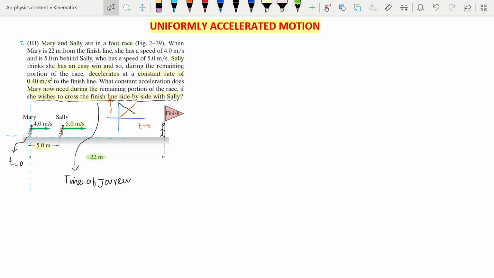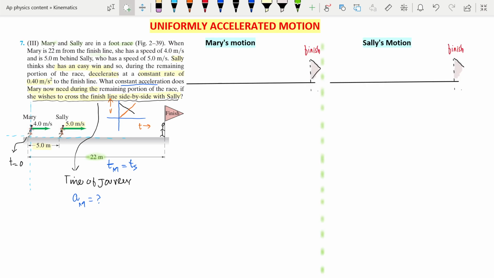So if you make two equations and equate their times, you can find out the acceleration very easily. The acceleration of Mary can be calculated if we equate the values of the time of Mary and Sally, because they both reach the finish line at the same time. So for better understanding, let's deal with both motions separately.